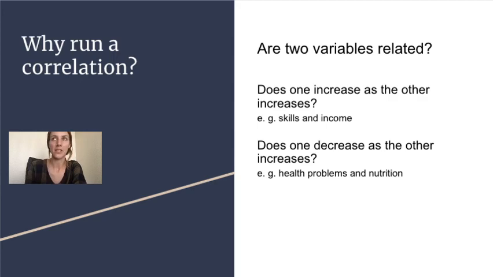So we might ask ourselves, does one variable increase as the other increases? For example, we might hope that as we increase our skills, we also increase our income, right? That's the general idea of getting higher education and skilled practice or trade practice. But we can also ask if one variable decreases as the other increases. For example, maybe as our nutrition increases, our health problems decrease. This is what we would also hope, right, from having, say, a healthy diet.